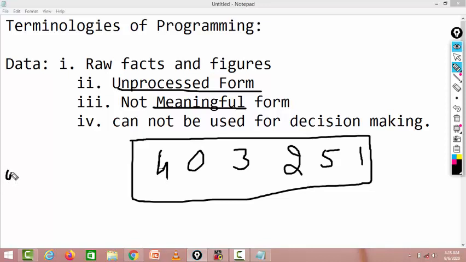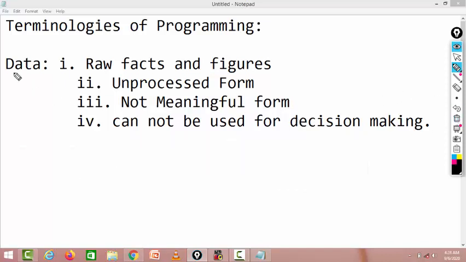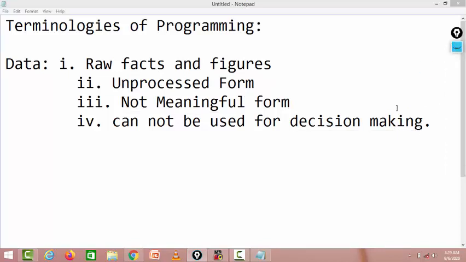But if we process this data and write 0, 1, 2, 3, 4, and 5, now it is giving some meaning as compared to this. As we process this list, we sort these numbers, so we get this list. So the basic understanding that you should have is that data is basically raw facts and figures. It cannot be used for decision making. It's not in meaningful form, and it's in unprocessed form. This is basically the basic definition of data.